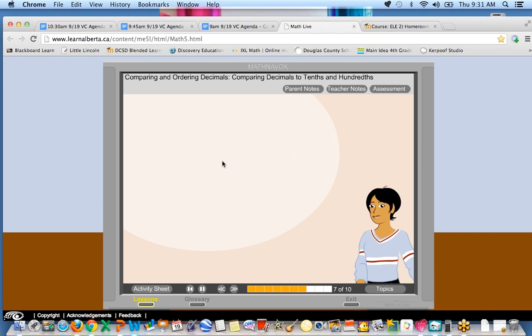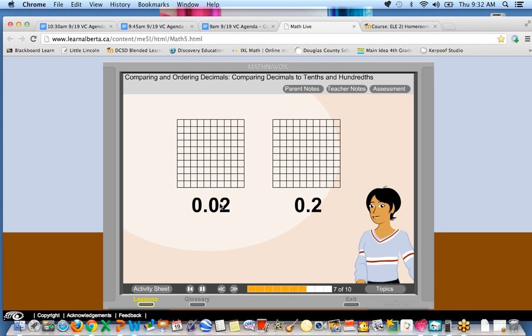Let's compare 0.02, which has a digit as far as the hundredths place, with 0.2, which has a digit as far as the tenths place. Once again, we'll show these numbers on 100 grids. The first number, 0.02, is also expressed as 2 hundredths. This means we can fill in 2 of the 100 squares on the grid to show this number. 0.2 is also expressed as 2 tenths. That means we can fill in 2 of the 10 strips on the grid to show this number.